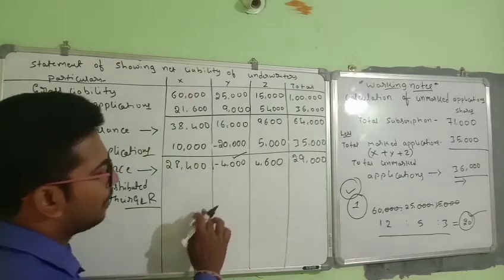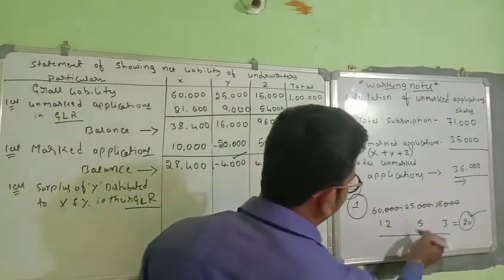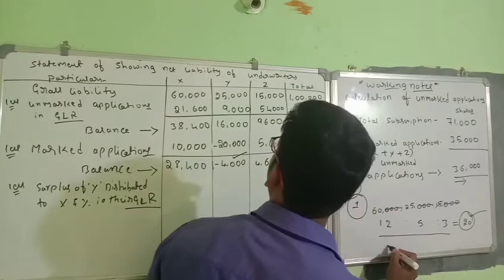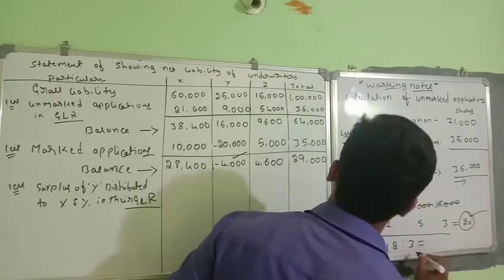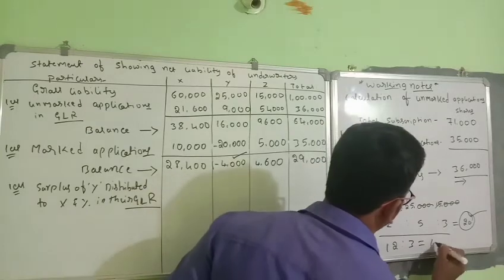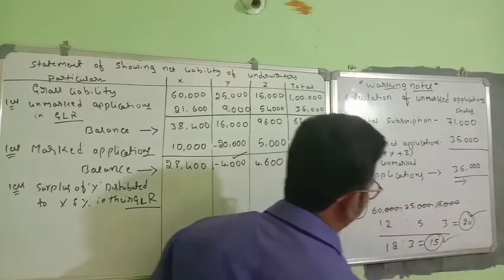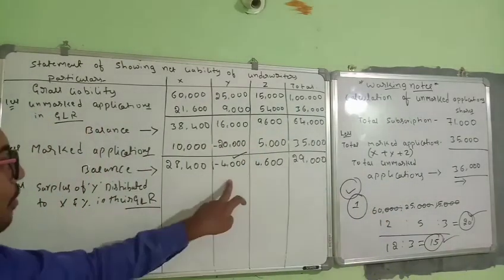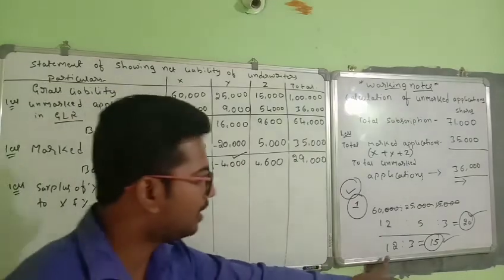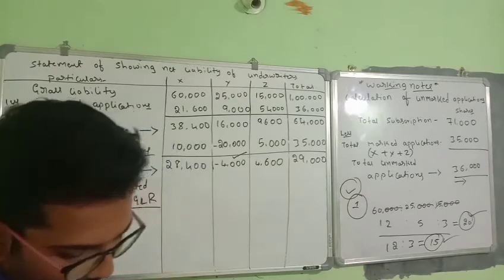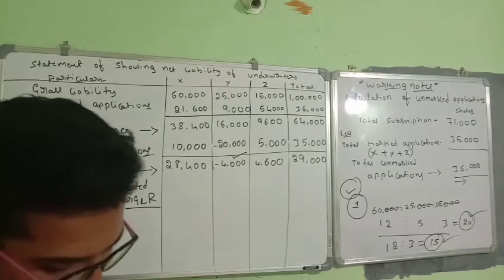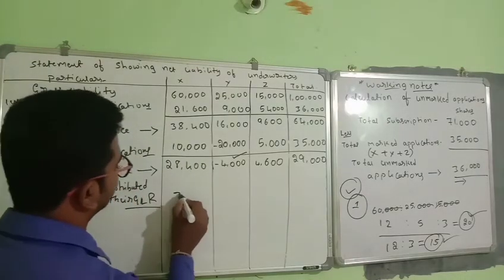Yesterday 4,000. That means Y's ratio we do not need. So what is the remaining ratio? X is 12 and Z is 3, so total 15. So 4,000 into 12 divided by 15. You will get 3,200.